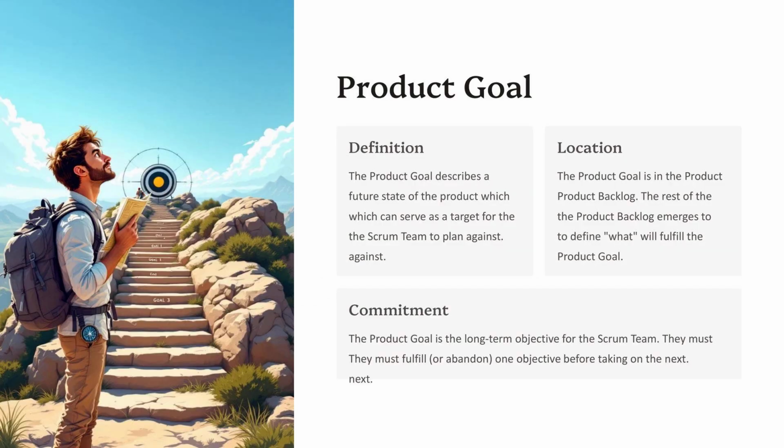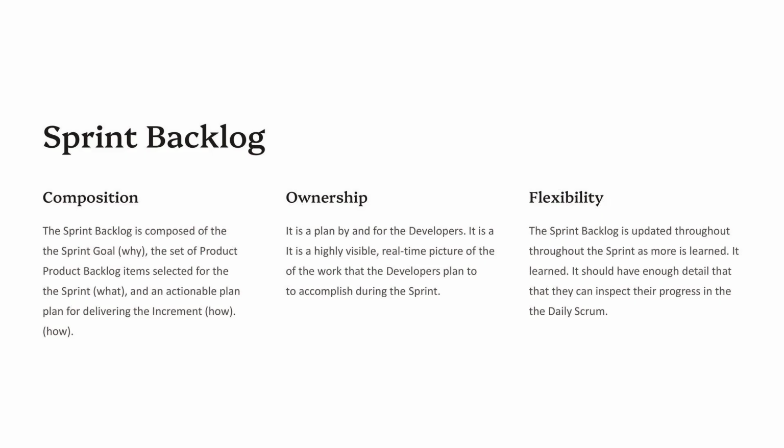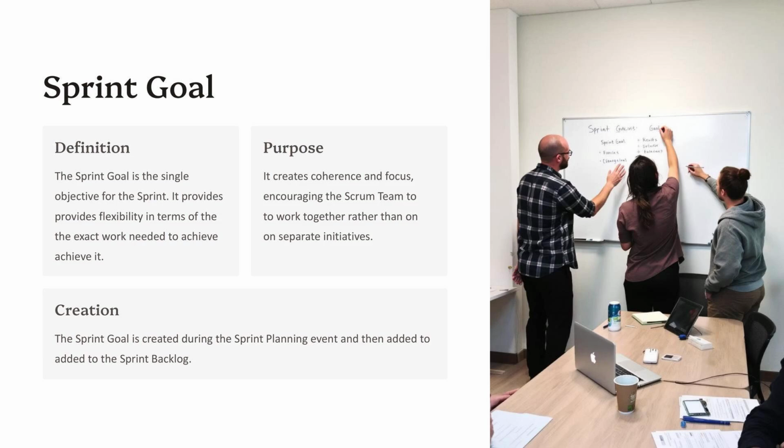The product goal. It provides direction embodying the long-term objectives of the Scrum team. It describes the future state of the product. The product goal is an evolving plan that drives sprint execution with a focus on achieving the sprint goal while accommodating ongoing refinements. What is the sprint goal? It's a clear objective for the sprint, fostering focus and alignment among the Scrum team, created during sprint planning.